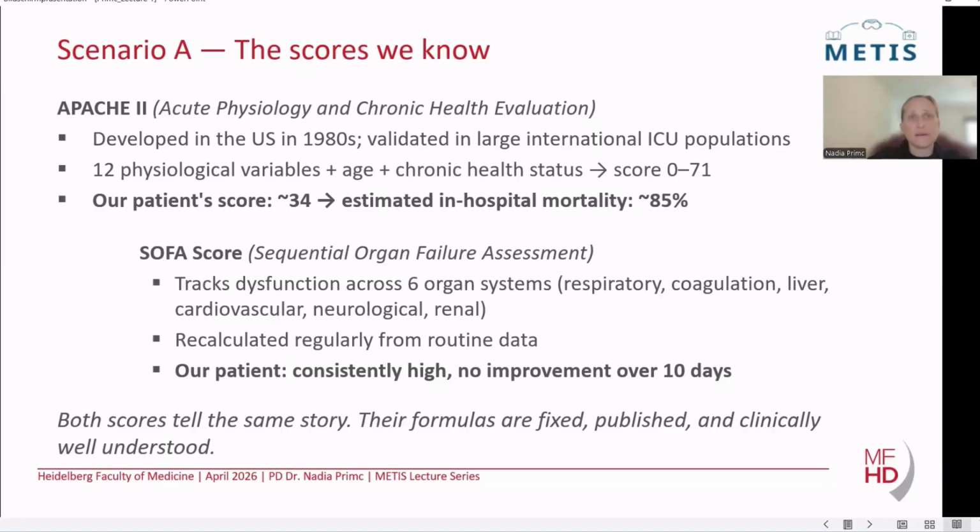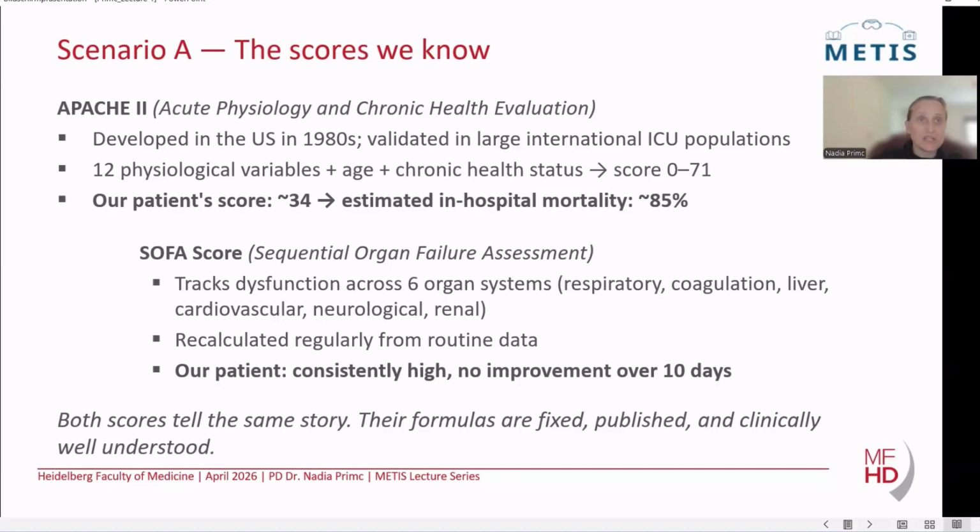And this score is recalculated from routine measurements, and it helps you to track whether the patient is getting better, whether the patient is staying the same, or whether the patient is getting worse. So it is in addition to the Apache 2 score and allows you to track a bit more the evolution of the patient. And in our patient, the SOFA score has been consistently high and has not improved. So both scores basically tell the same story.